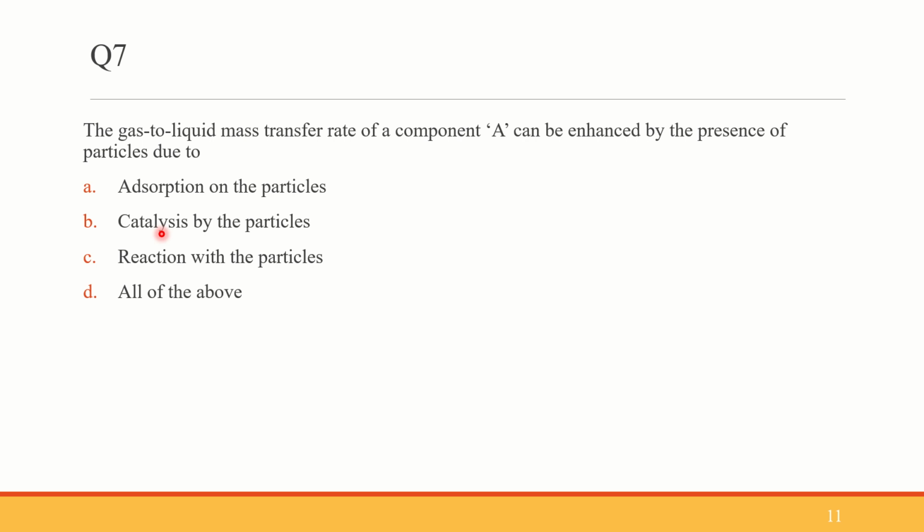So this is a very simple question, and it just asks the gas to liquid mass transfer rate of component A would be enhanced by the presence of particles. So there is a gas to liquid mass transfer rate for the component A, and if particles are present, it just enhances that. Which is the main reason for that? Is it adsorption on the particles, or catalysis by the particles, or reaction with the particles? So the answer is actually all of the above. Option D is the right answer.